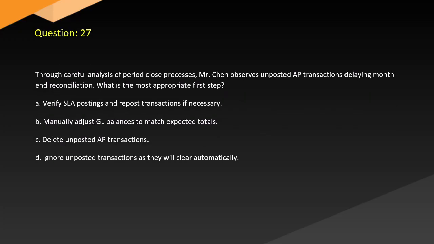Question 27. Through careful analysis of period close processes, Chen observes unposted AP transactions delaying month-end reconciliation. What is the most appropriate first step? A. Verify SLA postings and repost transactions if necessary. B. Manually adjust GL balances to match expected totals. C. Delete unposted AP transactions. D. Ignore unposted transactions as they will clear automatically.